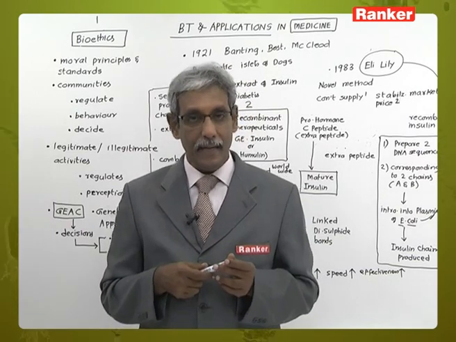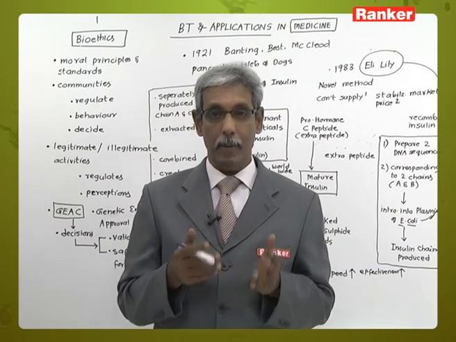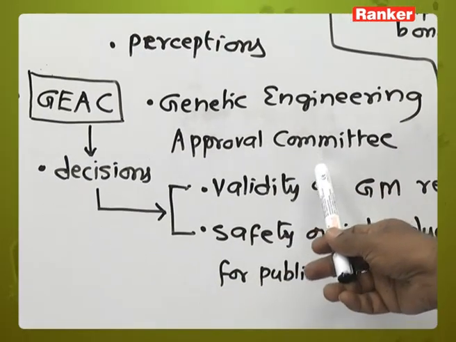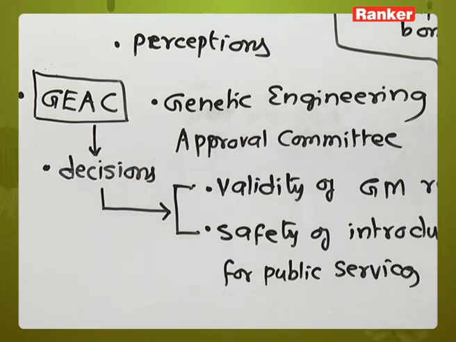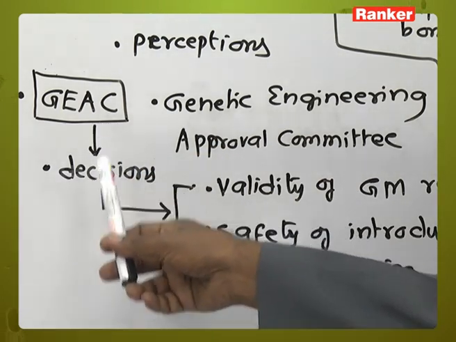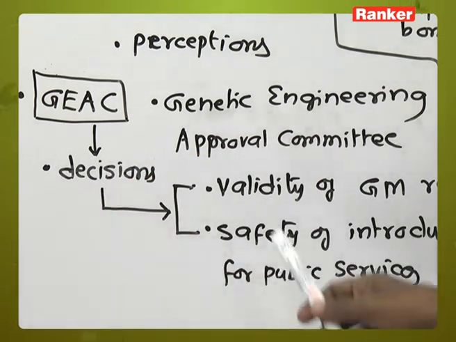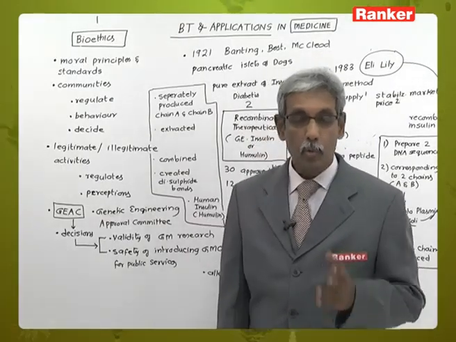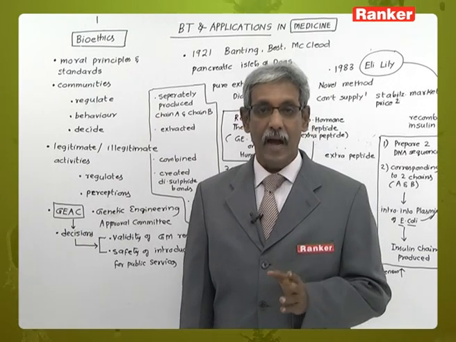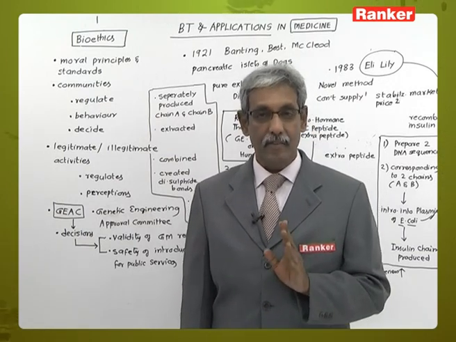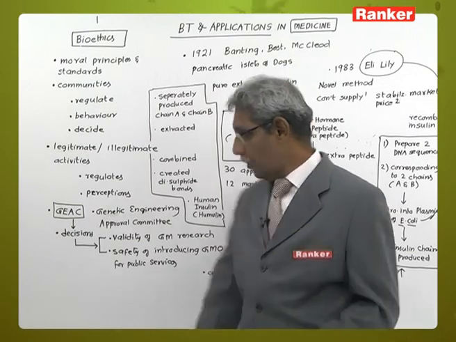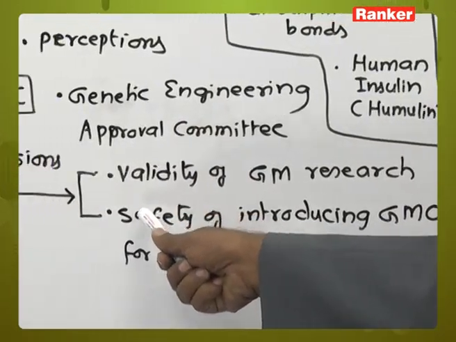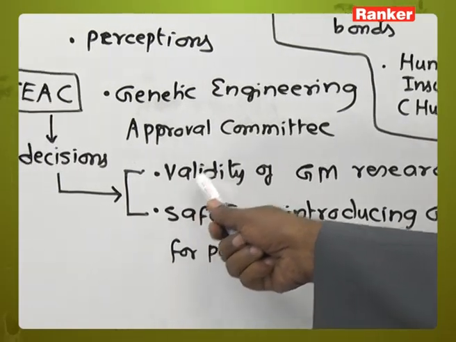Thereby in India, because there are a lot of issues with relation to biotechnology, we have a Genetic Engineering Approval Committee, which is termed as GEAC. The GEAC at New Delhi takes decisions about the validity of GM research. That is, what is true about it, how scientific it is, and to what extent it really holds water. So, it primarily relates to the validity of the GM research, for what duration, how much, and what is going to be the impact.